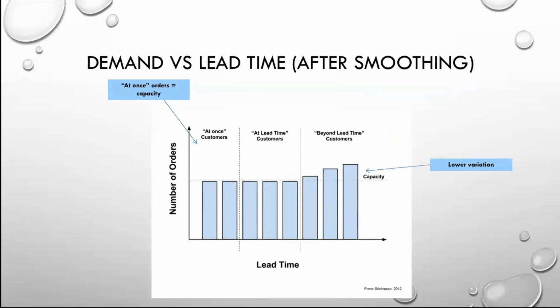Now, as I said, the idea is to move your demand throughout your lead time below your capacity line. Okay, now in this example, we still have people beyond the lead time that is still above capacity. What happens sometimes is you'll get your demand.